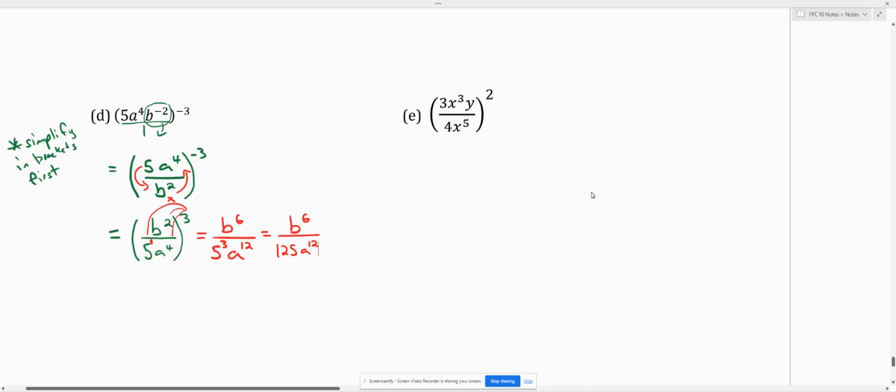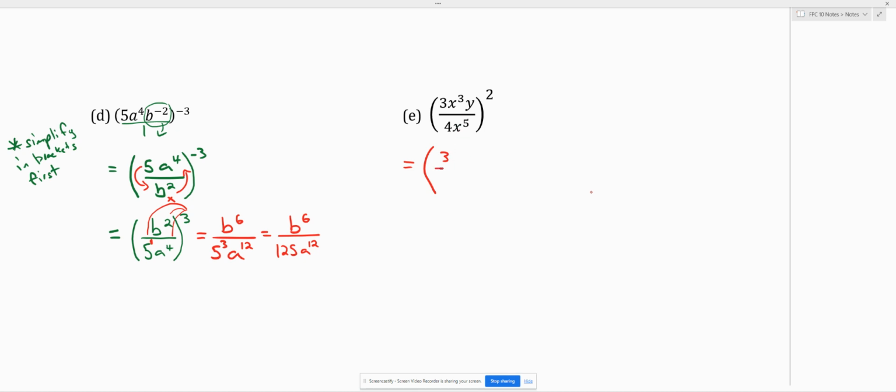Okay, this one we have no negative exponents right now, but again, I want you to simplify in the brackets first. We could bring the 2 in, but if you can simplify inside first before squaring the 2 in, it's going to make your life easier. So let's do that. The 3 over 4 I can't do anything with, so let's keep that as is.